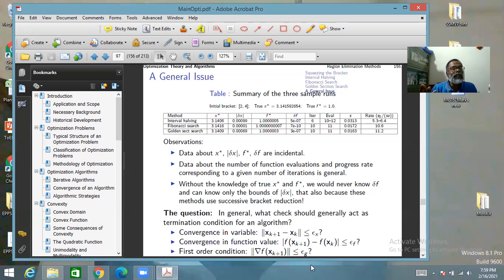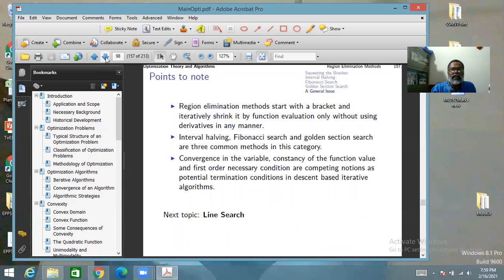Now these are issues which we will come across in many algorithms. Some algorithms operate with this check, as we have done in the region elimination methods. On the other hand, the derivative-based methods were operating based on this. Some algorithms operate with a combination of these checks, two of them or three of them. So these are the three quantities on which we typically keep monitors for exiting an algorithm, as a check for termination.